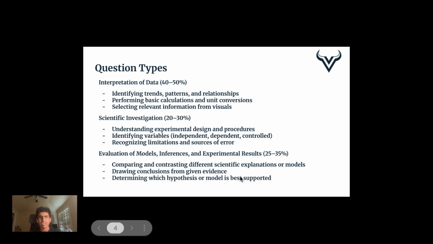The next thing is drawing conclusions from given evidence. Again, this is not too difficult. Given data, you need to be able to make a conclusion out of it. And then determining which hypothesis or model is best supported. This is again part of your lab structure. You need to understand, does the data support your hypothesis, does it go against your hypothesis, etc.